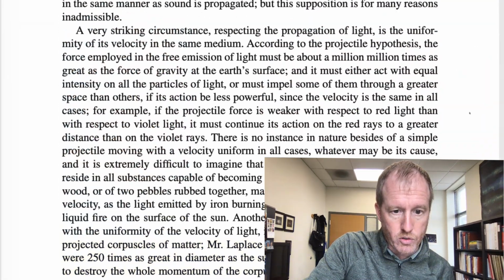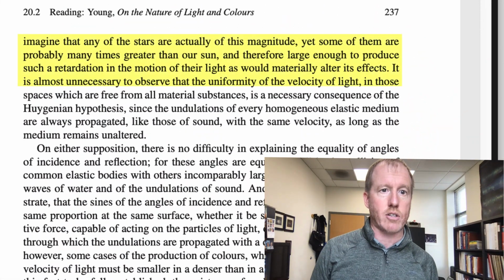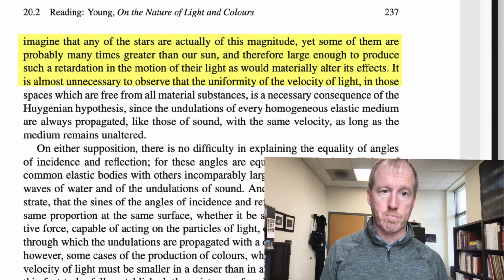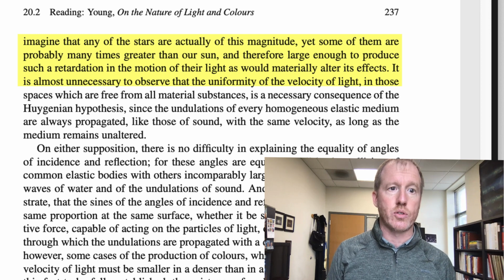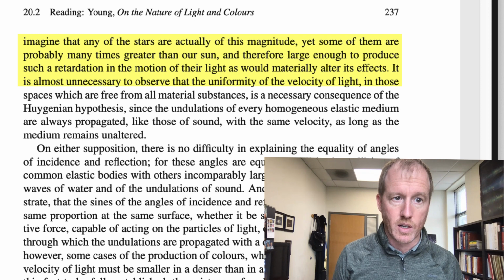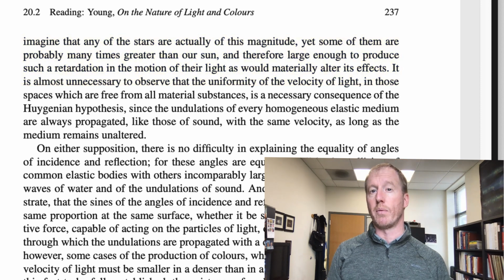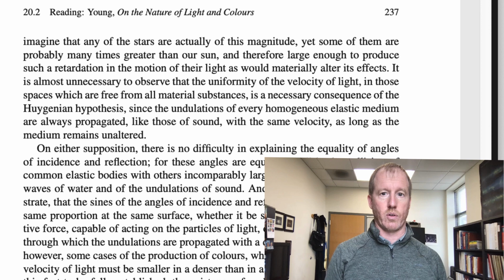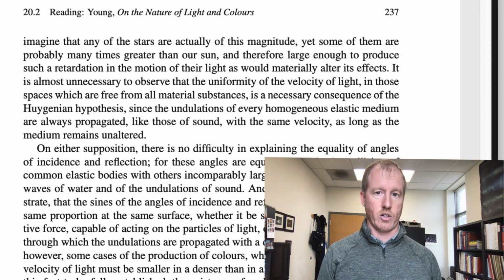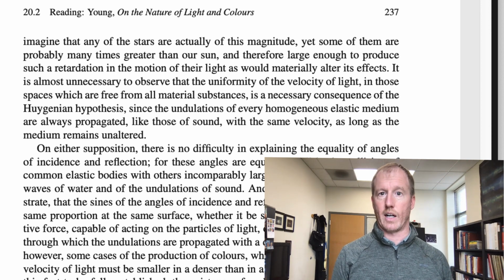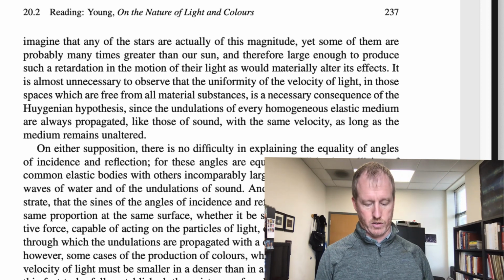He says, "And although there is no reason to imagine that any of the stars are actually of this magnitude, yet some of them are probably many times greater than that of our Sun, and therefore large enough to produce such a retardation in the motion of their light as would materially alter its effects." So he says here that presumably some stars would be big enough for the gravitational force to prevent their light from escaping, and so these things would be there in nature. And yet we do see very large stars and we can see the light from them. Therefore, the particle theory of light is not such a good theory of light. That's the reasoning behind this.